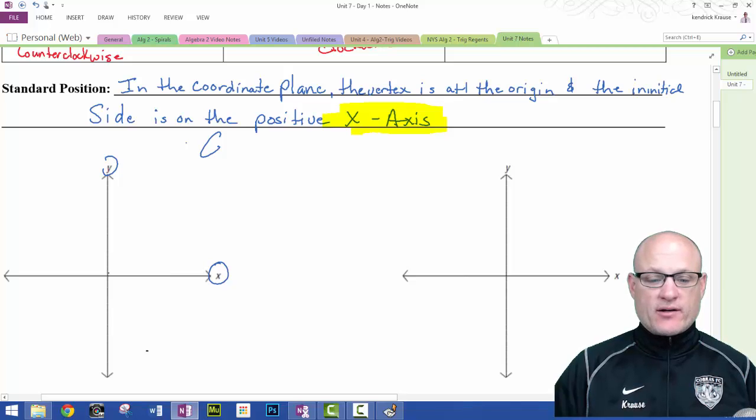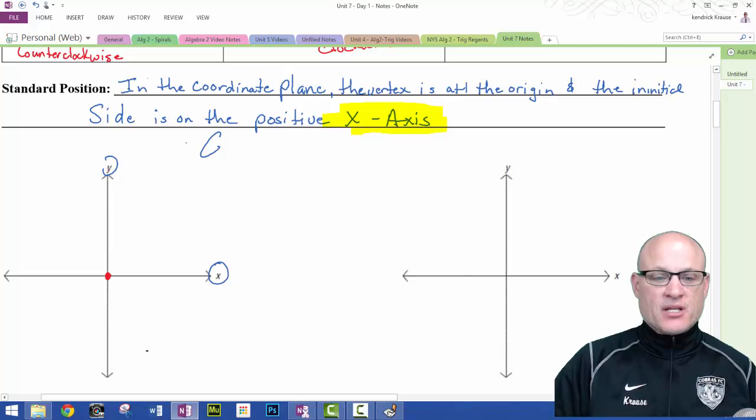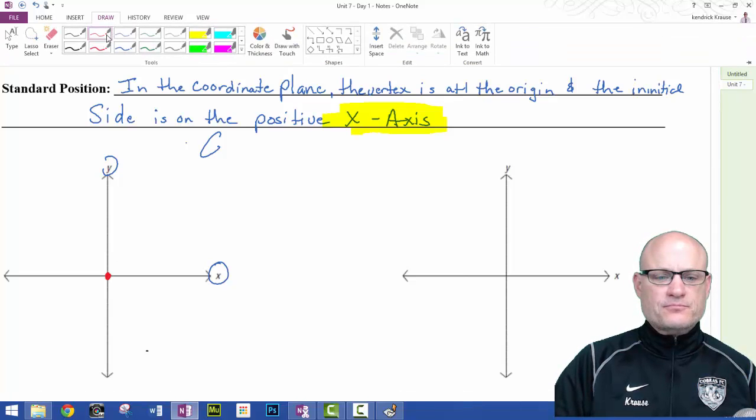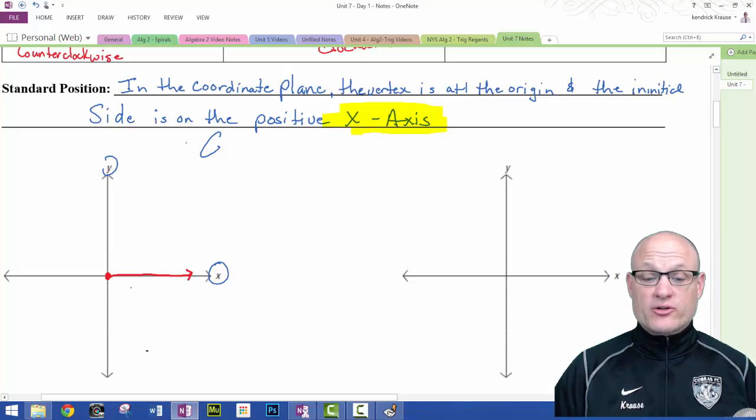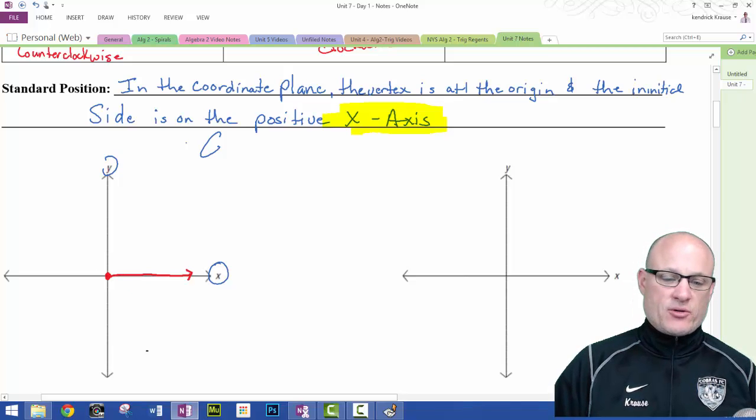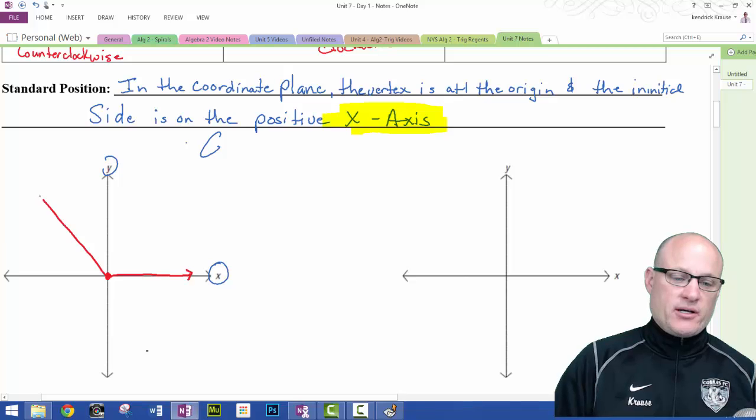All right, so what did I talk about? We talked about the vertex being at the origin. Let me draw a little bit fatter pen. And our initial side will be along the x-axis. Then the terminal side, that's really all the rules are. It's got to start here. This has to be the initial side. And then my terminal side can be pretty much anywhere I want.